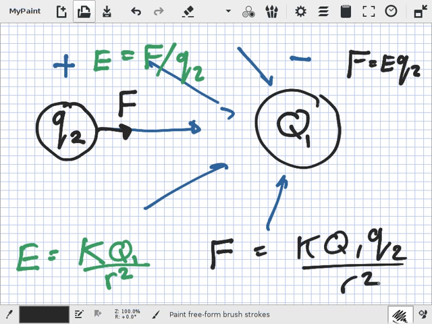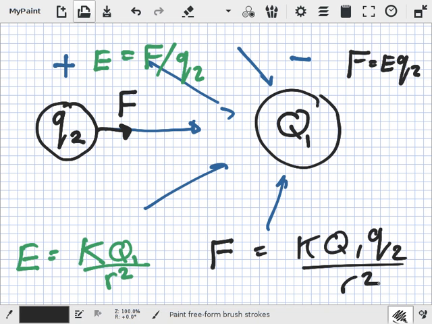It's not really a new law. We've just put two laws together. But it's called Coulomb's law because, in fact, I believe this law was discovered before the other two. It's a bit like how Kepler's laws were before Newton's laws, even though Kepler's laws are just simple examples of Newton's law.